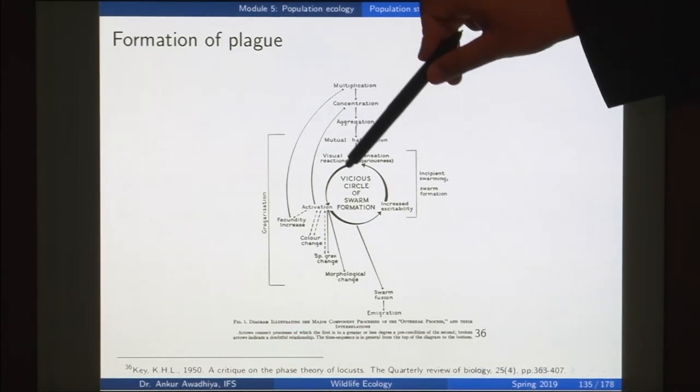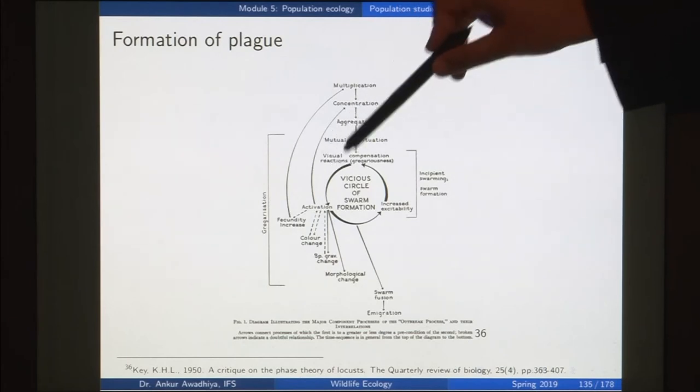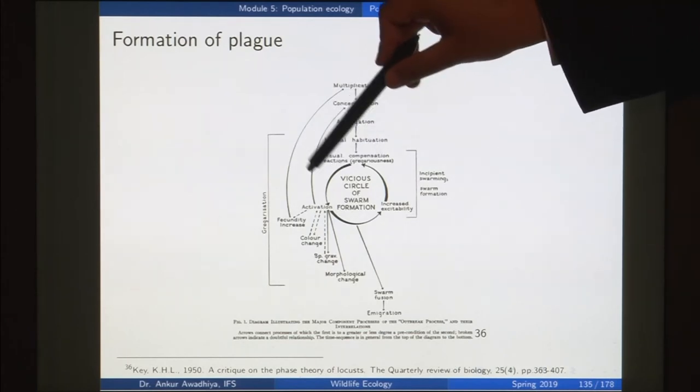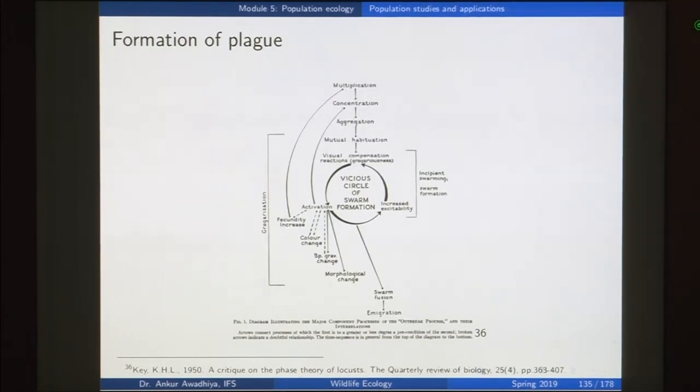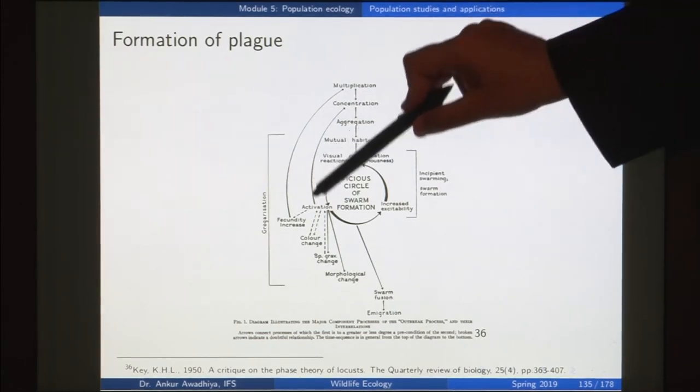So, the adults that form in these areas, they are also getting mutually habituated, they are also getting visual compensations, they are also touching each other, which then changes the behavior. So, once that happens, you enter into this vicious cycle of the swarm formation.